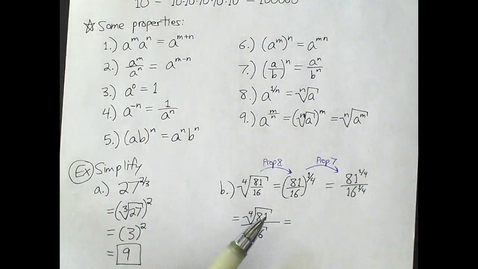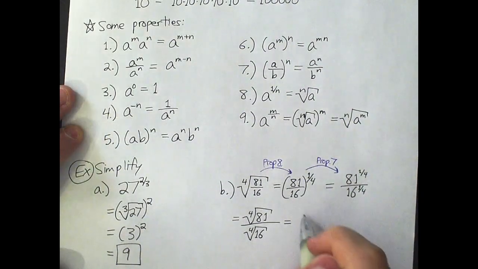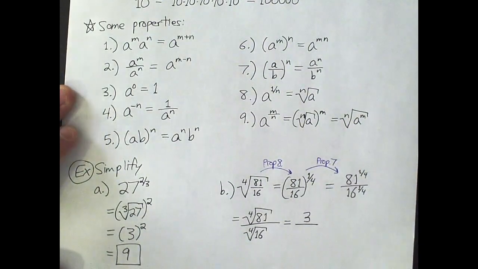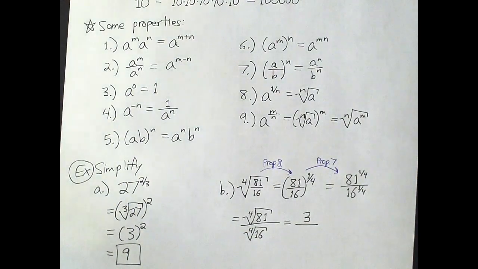For the numerator, I want to find the 4th root of 81, so that would be a number that when I raise it to the 4th, it gives me 81. In other words, a number that if I multiply it times itself 4 times, I get 81. And we try to think of small integers that might work out. Does 2 work? Does 3 work? Does 4 work? If we're lucky, then it turns out to be an integer. And yeah, this turns out to be 3. Because 3 times 3 times 3 times 3 equals 81.